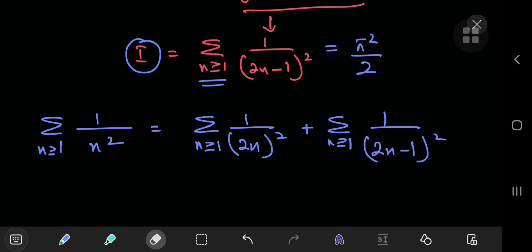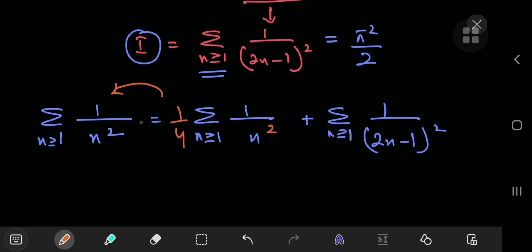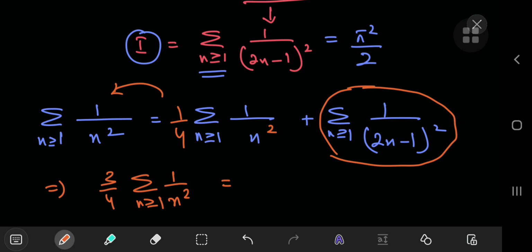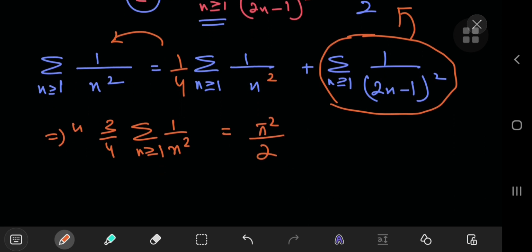So anyway, notice one more thing, that this is 2n squared. So this can be written as 4n squared, and this 4 can be taken out of the sum because it's a constant multiple. And once you shift this term to the left, you get 3/4 of this infinite series. And this equals this infinite series, which we know equals pi squared by 2. So if you multiply both sides by 4 by 3, you get pi squared by 6.